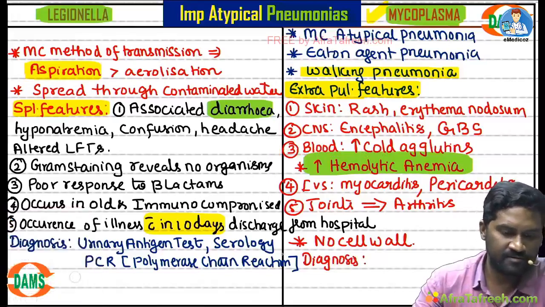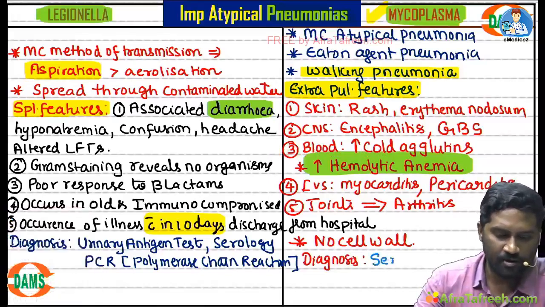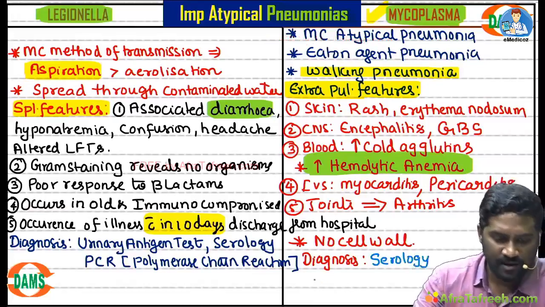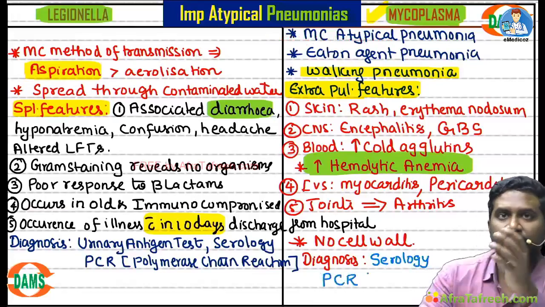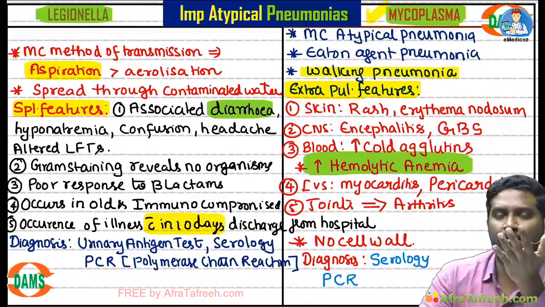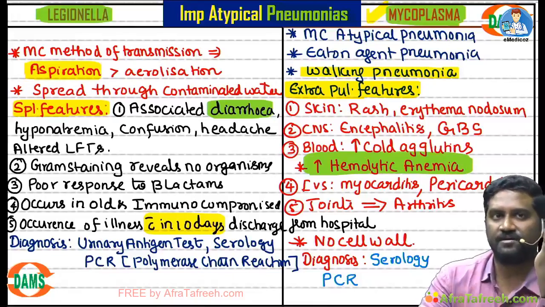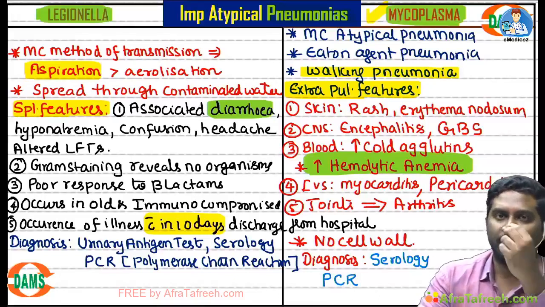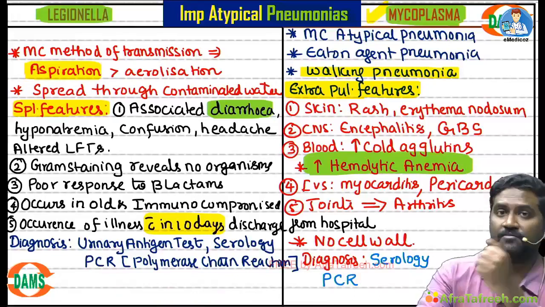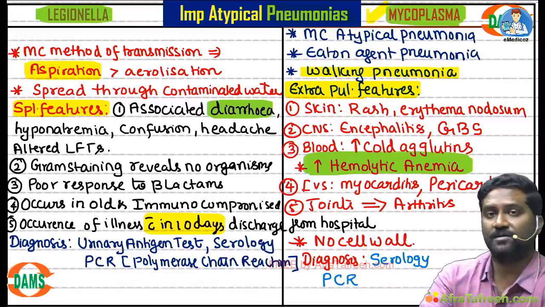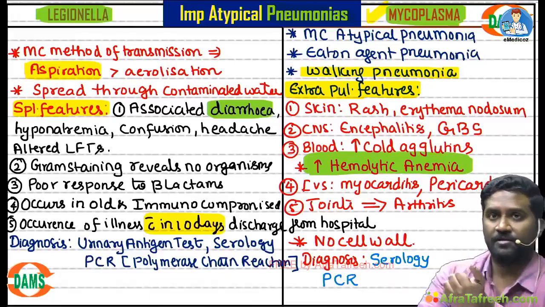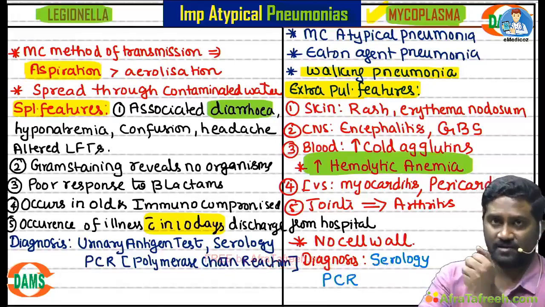For diagnosis, here we rely on serology. Look for antibodies, and if available we go for PCR. See, the diagnosis for Legionella and mycoplasma is nearly the same. Whereas Legionella has a specific urinary antigen test, for mycoplasma we go for serology to look for antibodies against mycoplasma in the patient's blood. If available, we try to identify the genetic material through polymerase chain reaction.